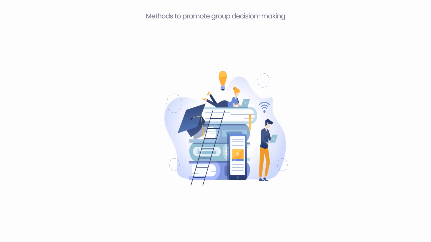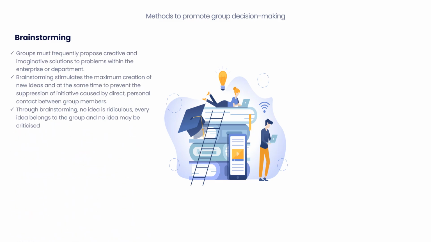Methods to promote group decision making. Brainstorming. The group must frequently propose creative and imaginative solutions to problems within the enterprise or department. Brainstorming stimulates the maximum creation of new ideas, at the same time preventing the suppression of initiative caused by direct personal contact between group members. Through brainstorming, no idea is ridiculous. Every idea belongs to the group and no idea may be criticized. So we ask everyone to bring his input.